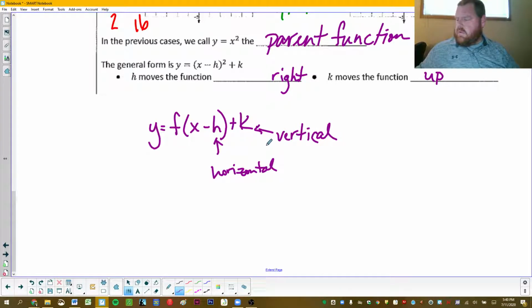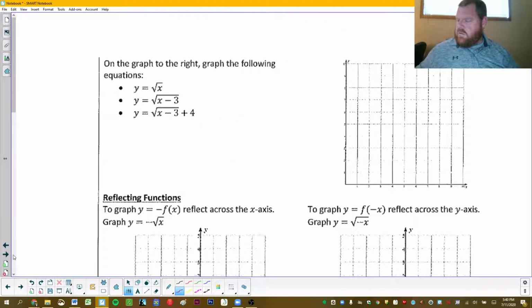Okay. So let's go ahead and look at the next page. Sorry, give me a second here. So I want to graph these three functions on the same graph just to see what they look like.